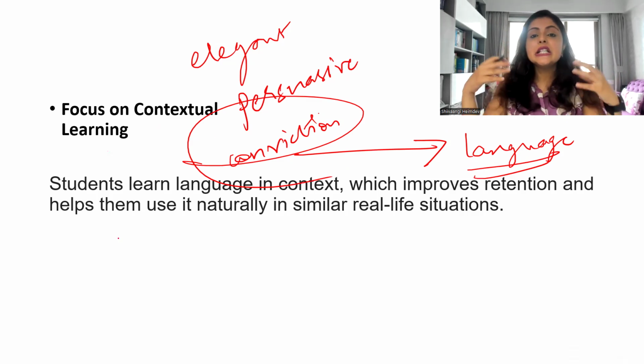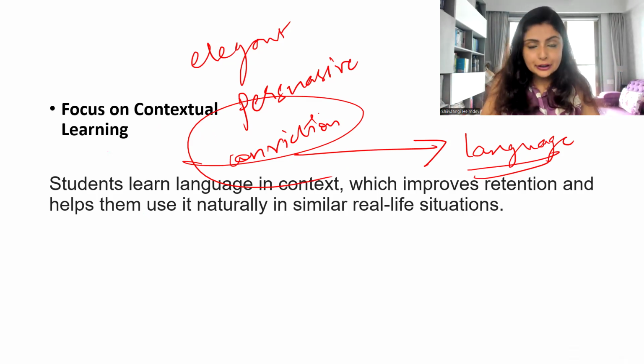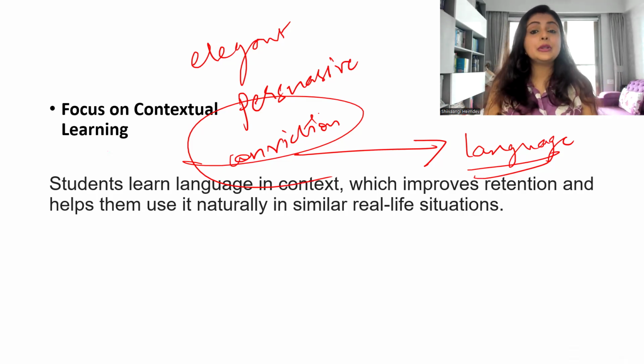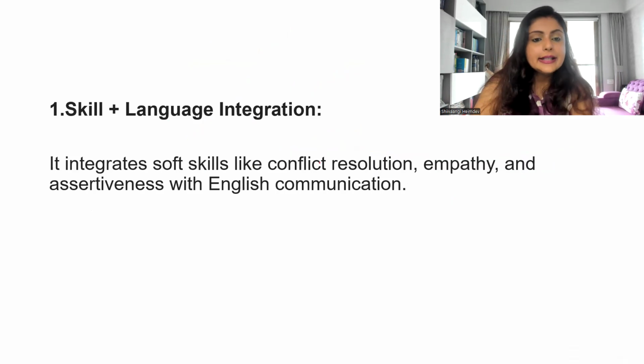Which means you can learn the language in that context. And when you face that real life situation at your workplace, you exactly know what you're supposed to say and how you're supposed to talk. You will not fumble. You will be fluent. You will be flawless, right? And this will also improve your retention, of exactly what you are supposed to say. So contextual learning happens. Then the next thing is skill plus language integration.